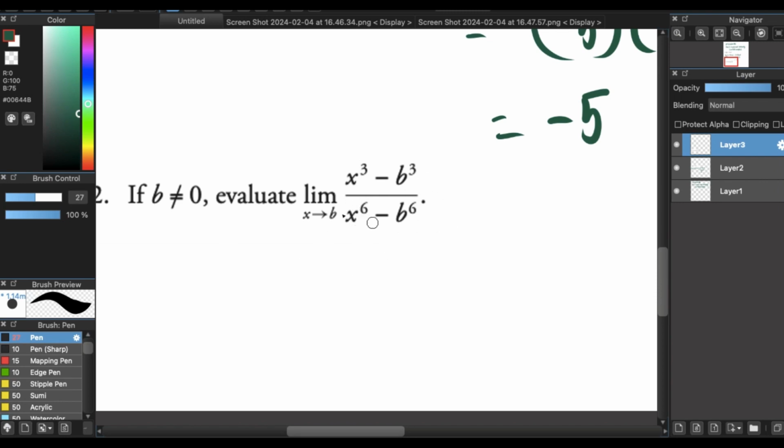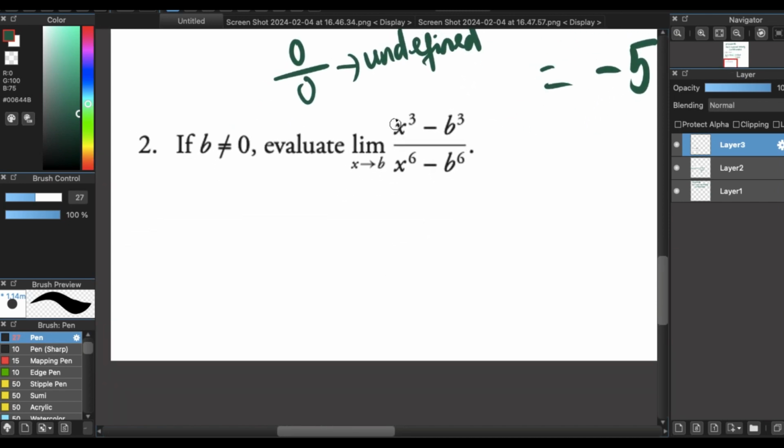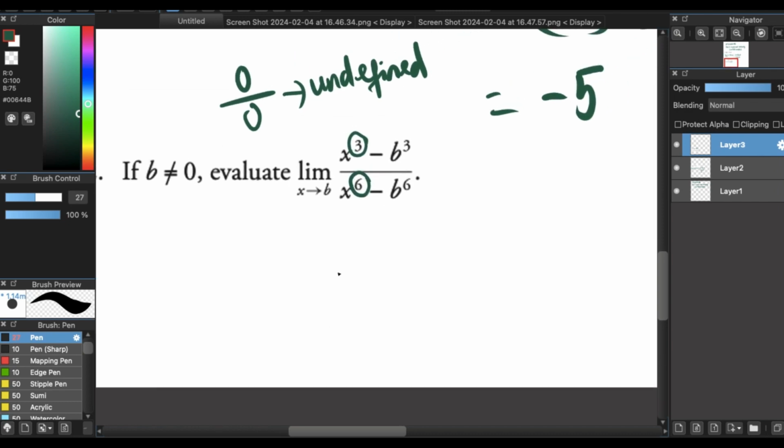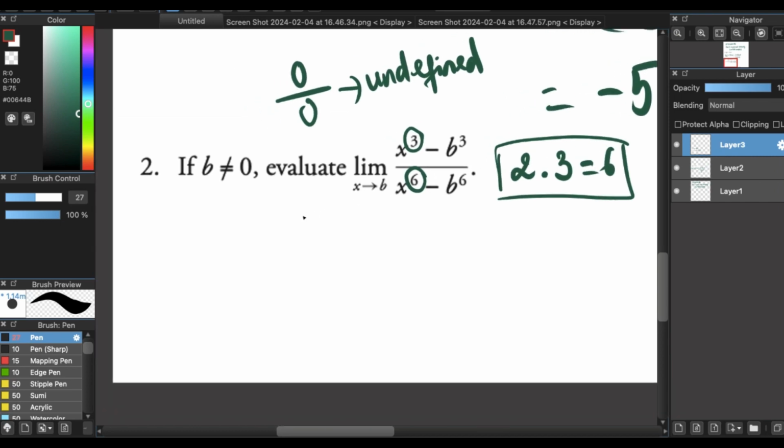So as you can see, if you use the substitute method, you will get 0 over 0, so it is undefined. So how can we do this? Let's look at these numbers. What can you see? You can easily notice that 2 multiplied with 3 would be 6, right? So we can rewrite the equation like this. Oh, I'm sorry, the function.